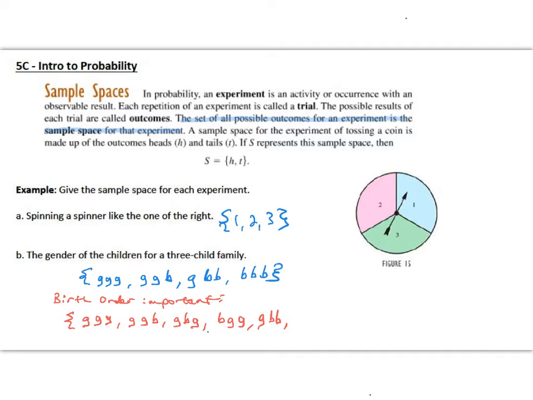Anyway, it could be the girl is the middle child, or the girl is the youngest of the 3. And again, we've got the 3 boys. So there's 8 possibilities there. That is if birth order is important. And it just depends upon the context of the question. So if that pops up, make sure you read that very carefully.